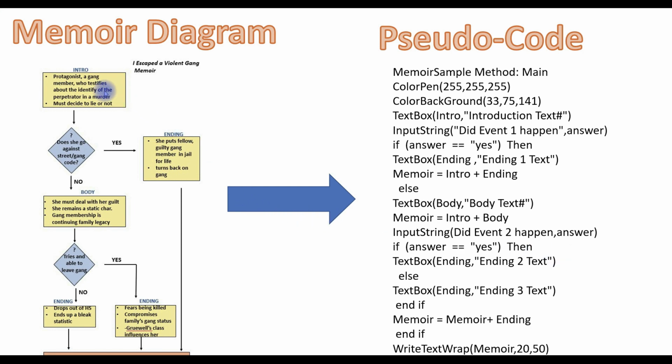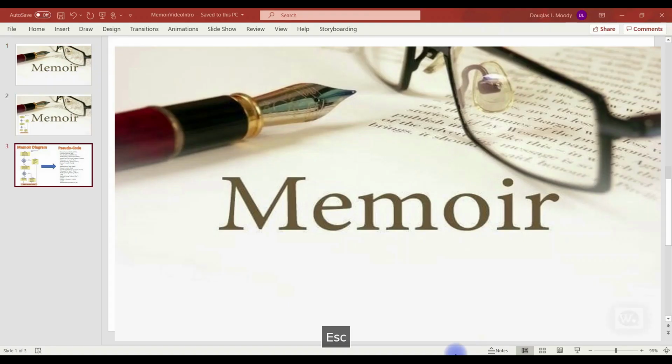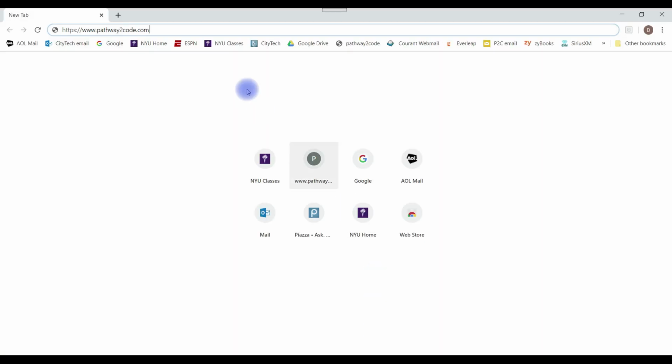We will be using the Pathway2Code platform, which uses readable computer instructions called pseudocode. This type of computer code is more like English than a programming language. You will write instructions that will produce the memoir.